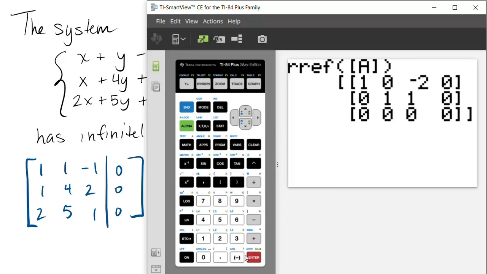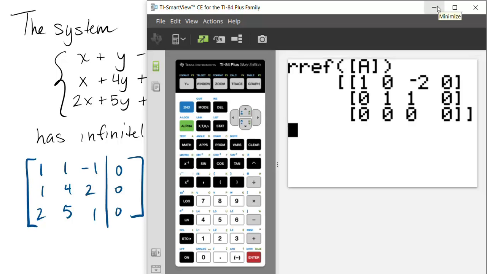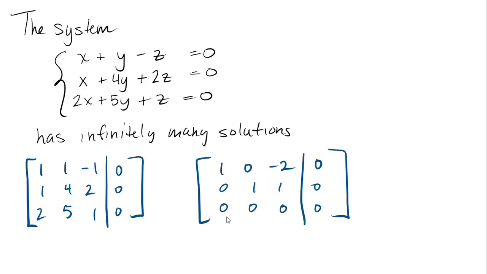And you'll notice something strange again. We get a row of zeros on the left side, but this time it's equal to 0, not 1. That's a true statement. That says 0 equals 0. That's an identity. Let me write down the reduced row echelon form here. This last row is what gives away that there are infinitely many solutions.